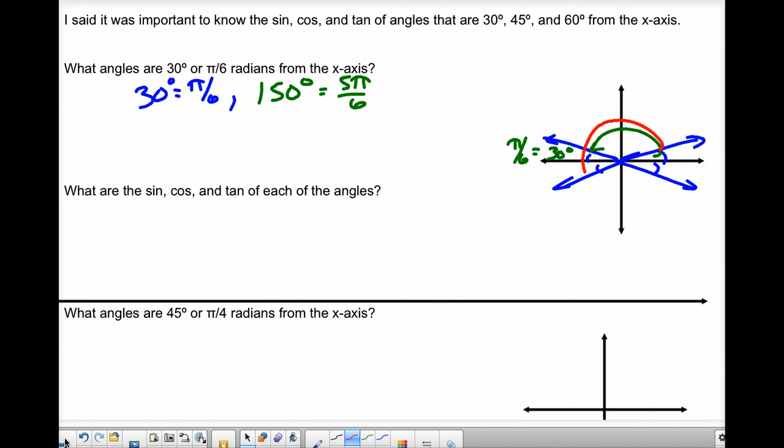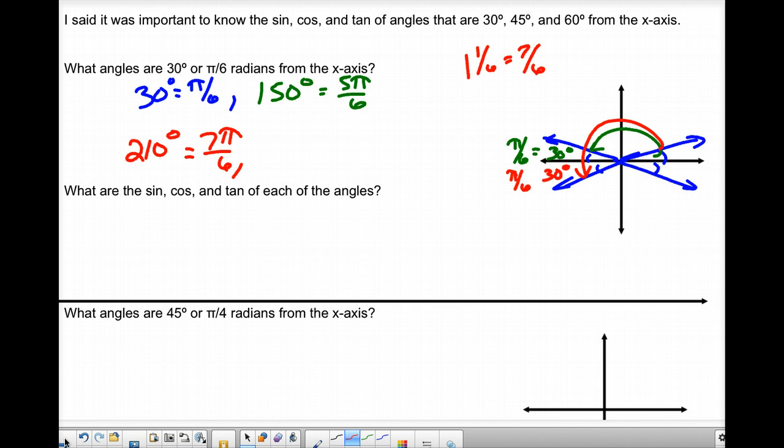Okay, next one. That's 30 greater than 180, so that one's 210. And that's 1/6 more than pi. So it would be 1 pi plus a 6th pi, which is 1 1/6 pi. And 1 1/6 is the same as 7 over 6. So this is 7 pi over 6.